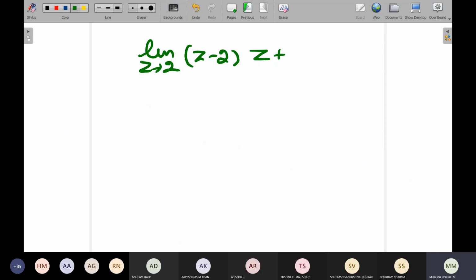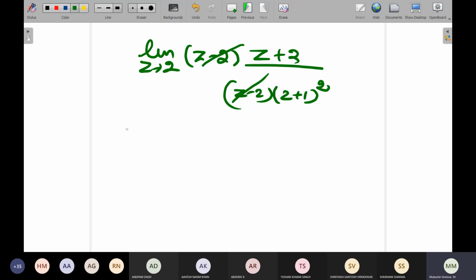What is my f of z? It is z plus 2 divided by z minus 2 into z plus 1 the whole square. So z minus 2 will get cancelled. Once you apply the limit, you will get 4 by (2 plus 1) square, so 4 by 9.